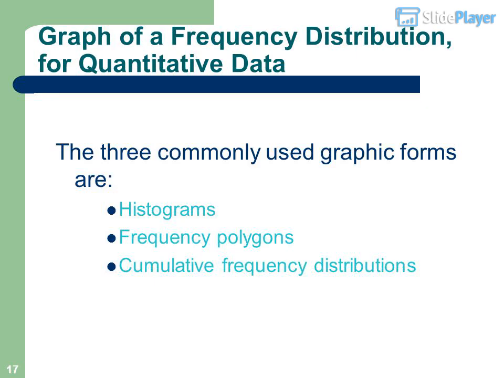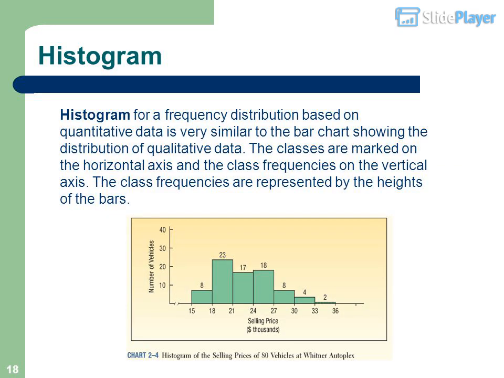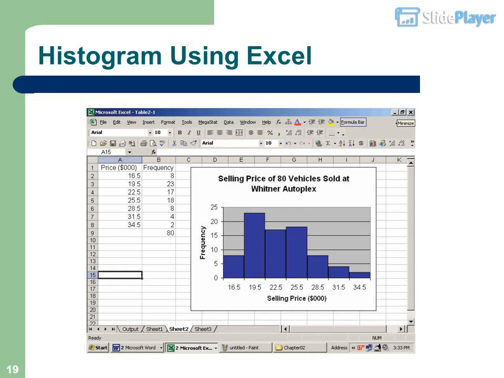Graph of a frequency distribution, for quantitative data. The three commonly used graphic forms are histograms, frequency polygons, and cumulative frequency distributions. Histogram. A histogram for a frequency distribution based on quantitative data is very similar to the bar chart showing the distribution of qualitative data. The classes are marked on the horizontal axis and the class frequencies on the vertical axis. The class frequencies are represented by the heights of the bars. Histogram using Excel.